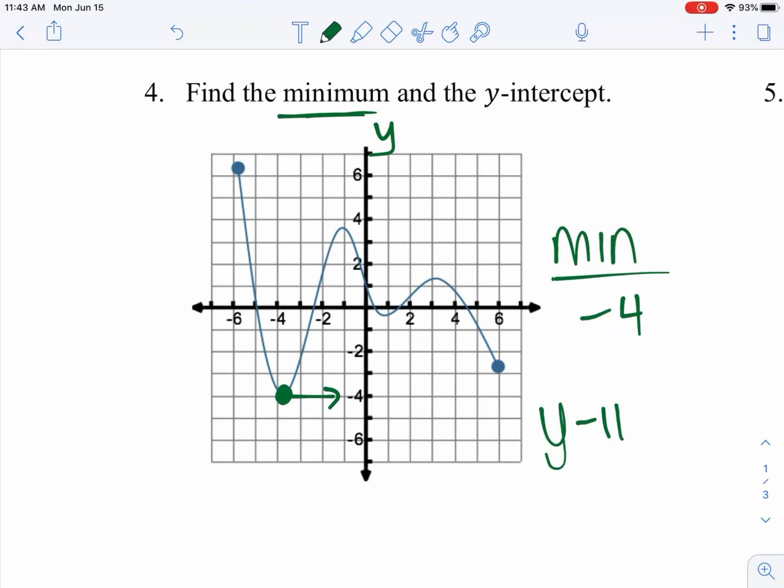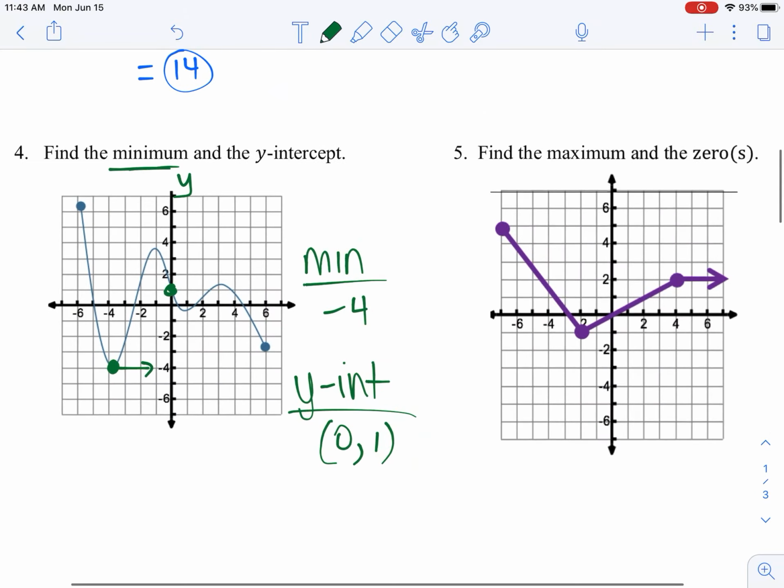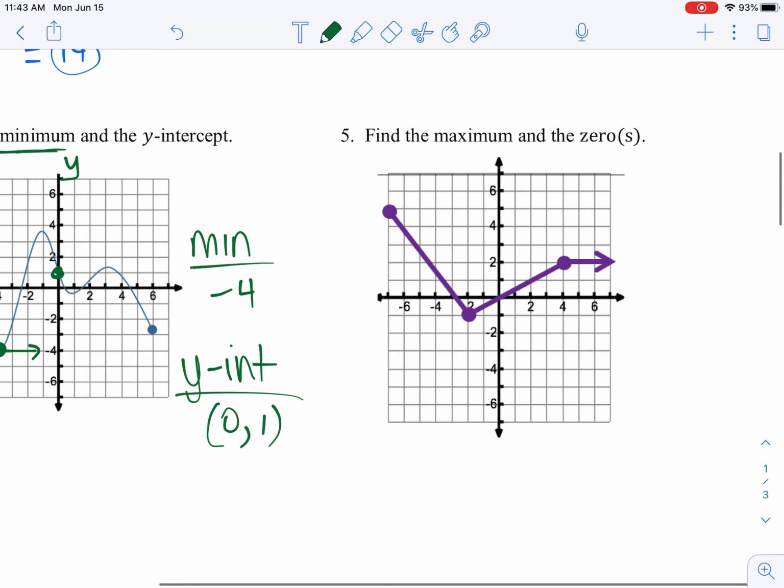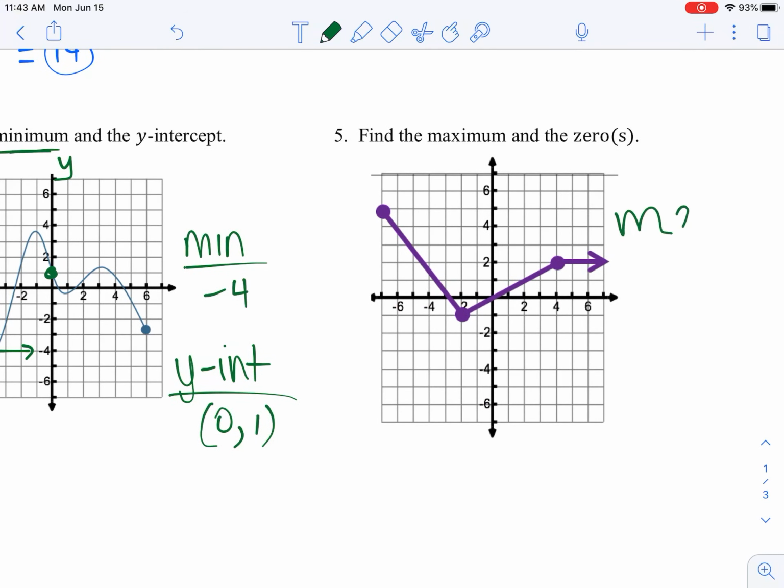I also was asked for the y-intercept. I look at where it crosses the y-axis, and I write it as a point (0, 1). Number 5, the maximum and the zeros. The max is the y value of the highest point on the graph, which is up here. That y value is a 5.